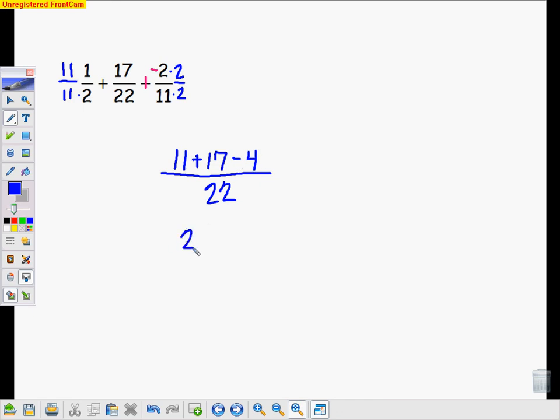It's going to give us 28 minus 4 all over 22. And simplifying that, we're going to get 24 over 22. Now check. Can this simplify at all? And the answer there is yes. They're both even, so 2 times 12 over 2 times 11 is going to give us 12 over 11.